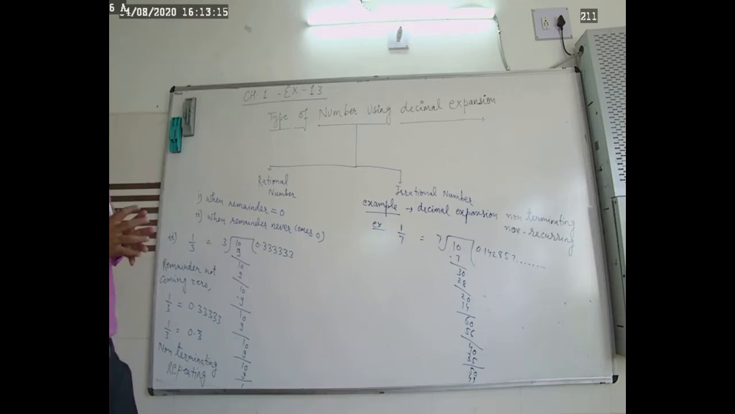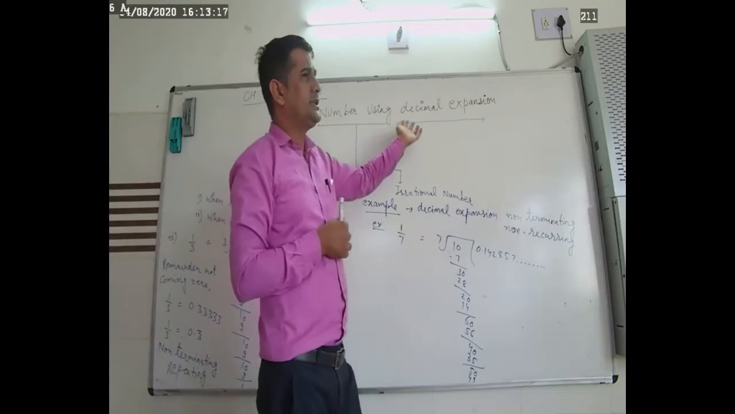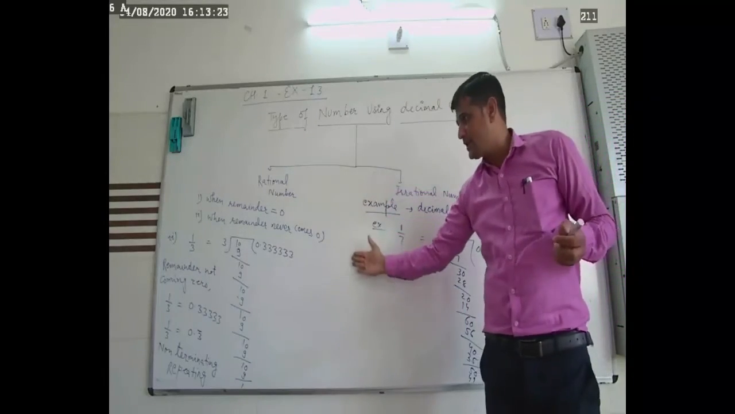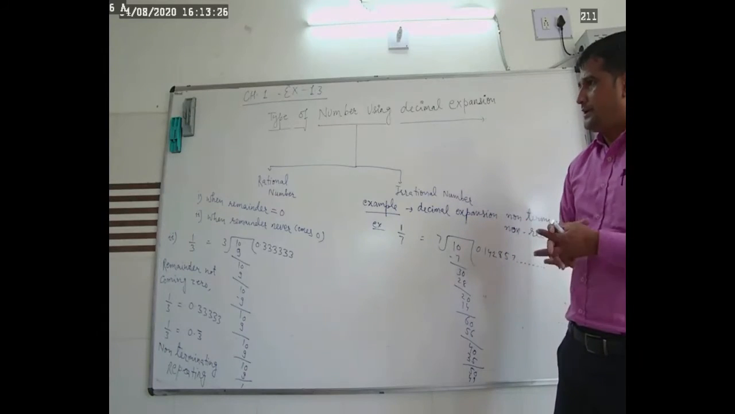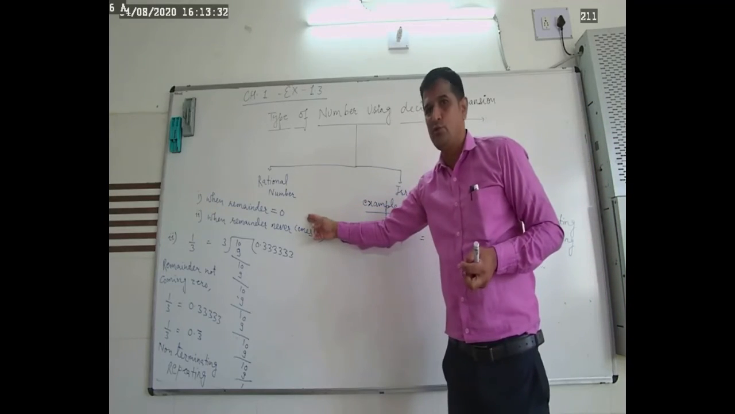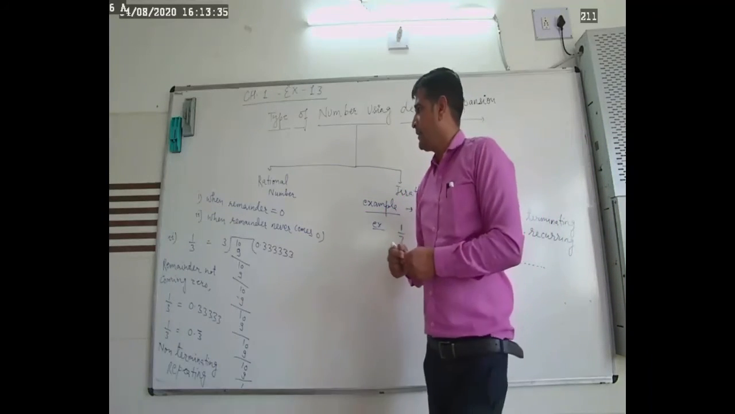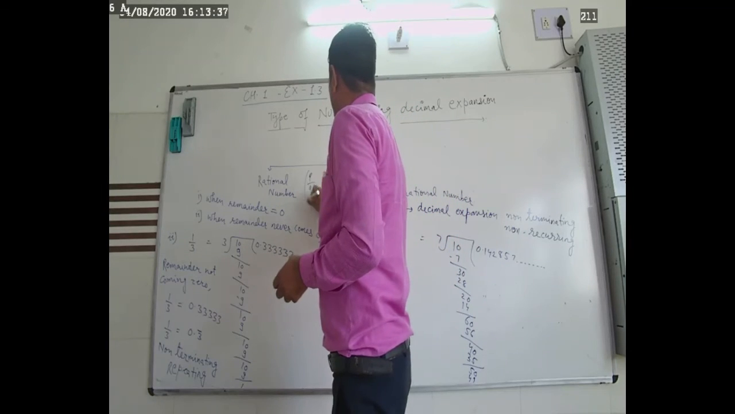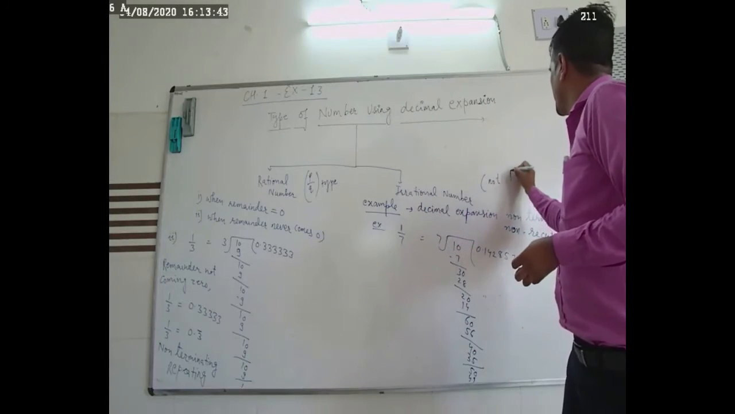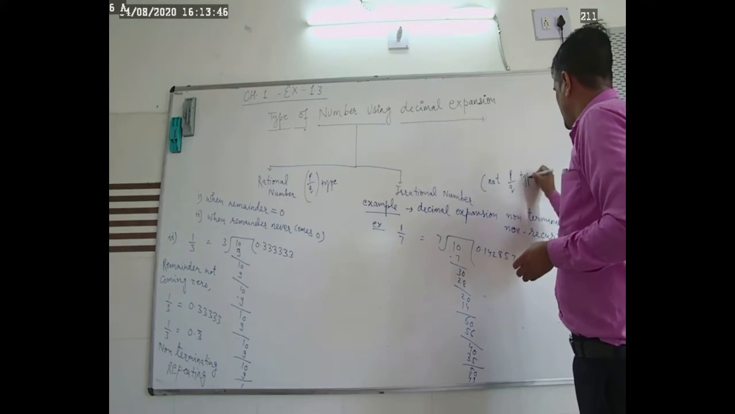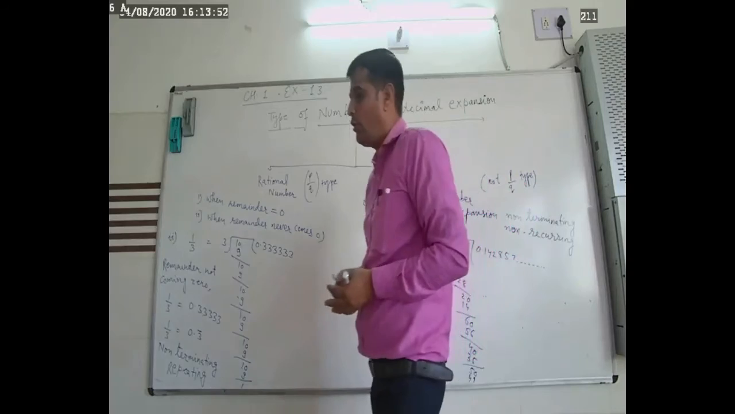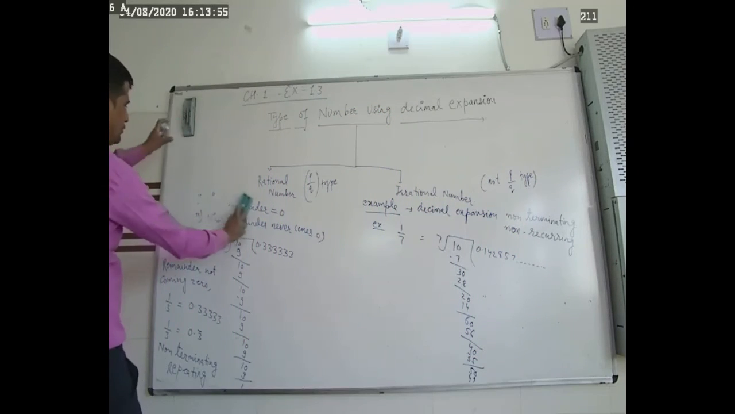Clear everybody? So students, finding the type of the number using the decimal expansion is very easy. It is simply the division of the numbers. We identify the decimal expansion of the number, and then we can give it the name. When the remainder is equal to 0, it is a p/q type number, and otherwise it is not p/q type. In general you can remember this. Okay? So these two cases, rational and irrational, I have discussed with you.